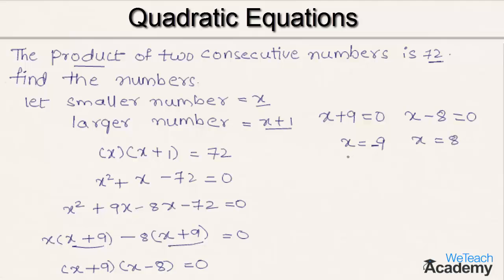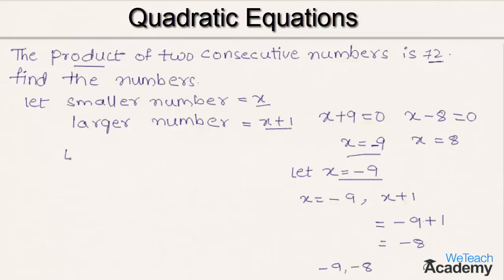Now let us consider x is equal to minus 9, and the smaller number would be minus 9 and the larger number would come as x plus 1, which is nothing but minus 9 plus 1. So this would be minus 8. So here if x is equal to minus 9, then we get the two consecutive numbers as minus 9 and minus 8. And let us assume x is equal to 8, then the smaller number would be 8 and the larger number x plus 1 would come as 8 plus 1, which is equal to 9. So we can conclude that if x is equal to 8, then the consecutive numbers would be 8, 9.